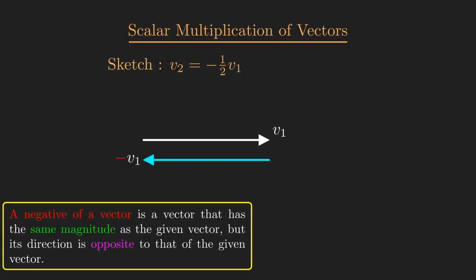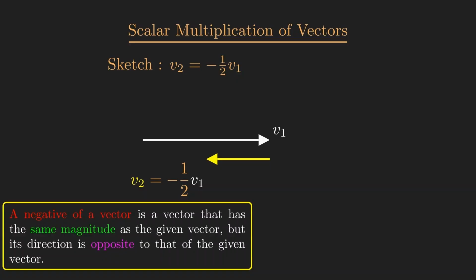It's easy to see that we will have to multiply this vector here by a half, so we'll reduce this vector by a half to get our answer, which is v2 is minus 1 over 2 times v1.